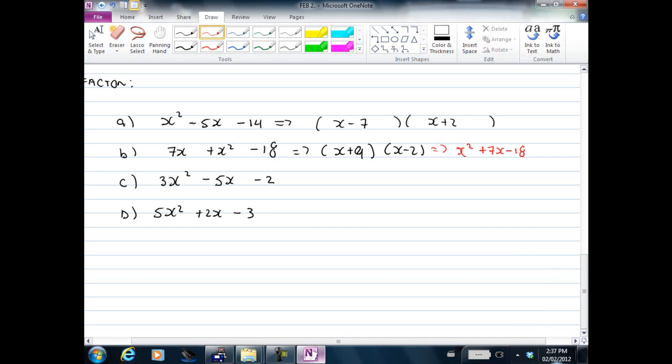Plus 7x minus 18. See, I keep it simple. I don't want to make it too difficult. Here is where it gets interesting. If you have a coefficient in front of x squared, everything changes.